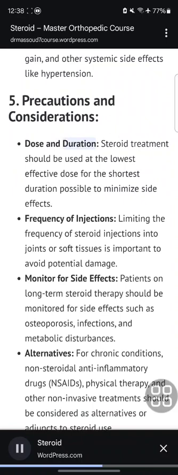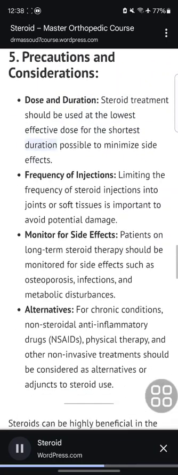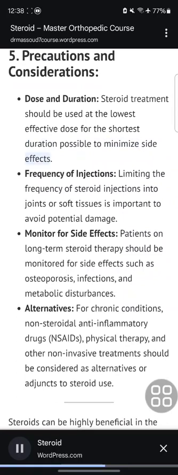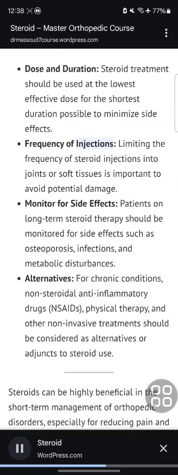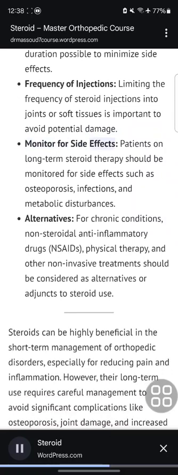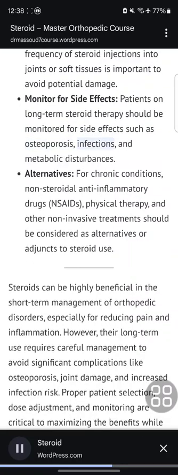Dose and duration. Steroid treatment should be used at the lowest effective dose for the shortest duration possible to minimize side effects. Frequency of injections. Limiting the frequency of steroid injections into joints or soft tissues is important to avoid potential damage. Monitor for side effects. Patients on long-term steroid therapy should be monitored for side effects such as osteoporosis, infections, and metabolic disturbances.